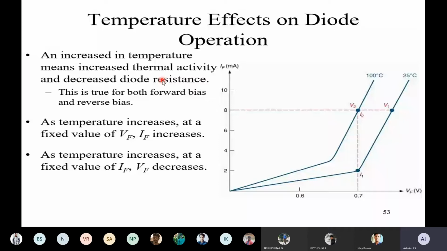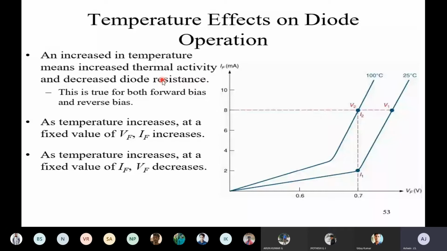This occurs in a conductor. But in a semiconductor, due to the thermal activity, the resistance decreases. Once the resistance decreases, what will happen automatically? Will the current flow increase or decrease if the resistance decreases? Increases, sir. So surely it will increase the flow of current. That is what happens in the semiconductor.